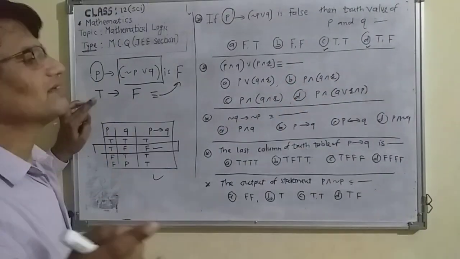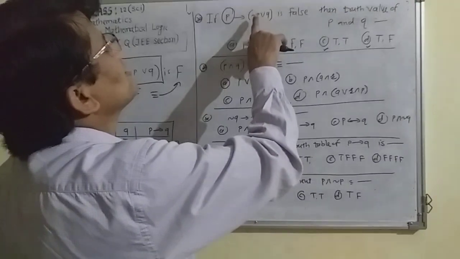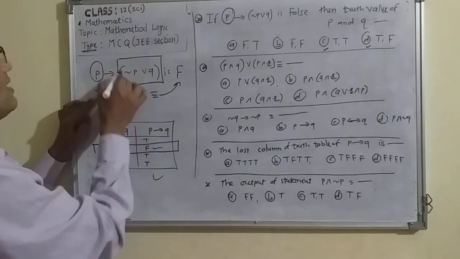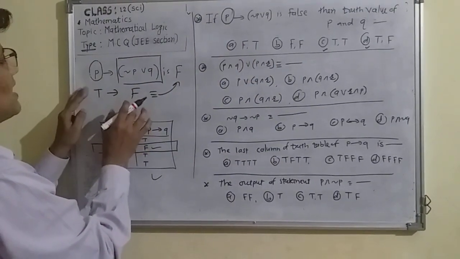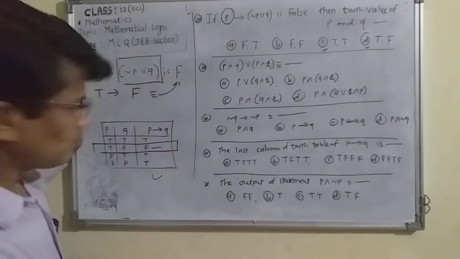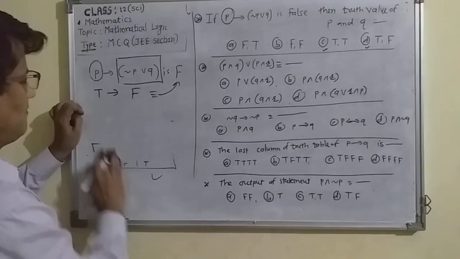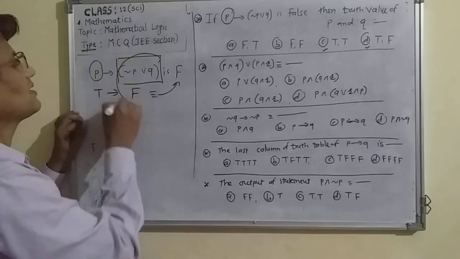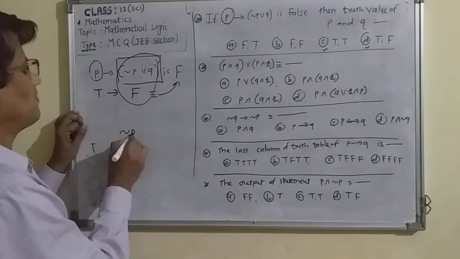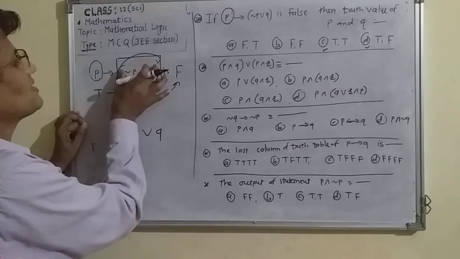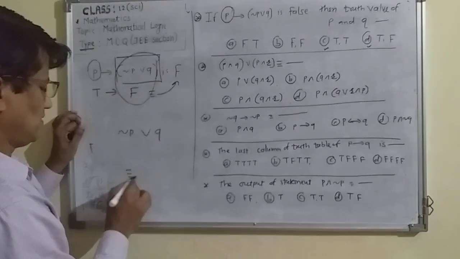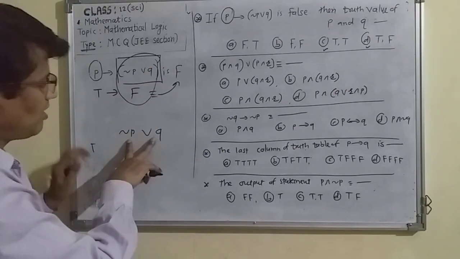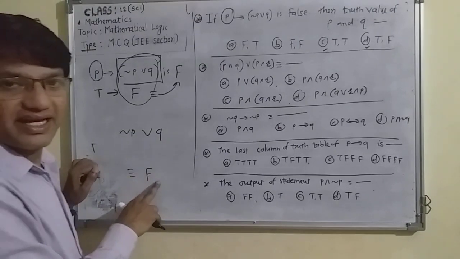The correct answer may be confirmed by finding the truth value of this bracket. Now let us see the vertical part, this bracket. What is the bracket? Negation P or Q, and the result of this is F.